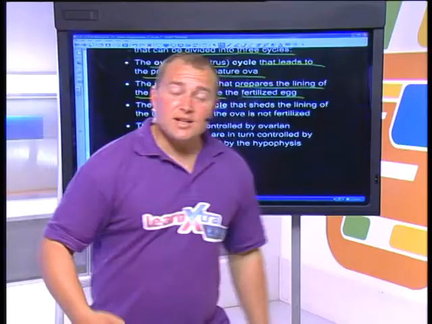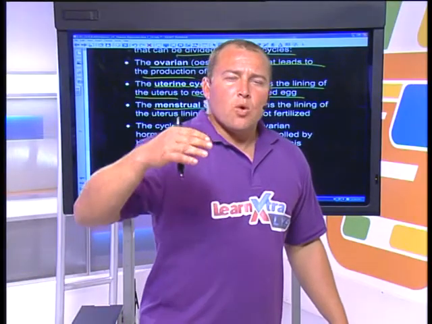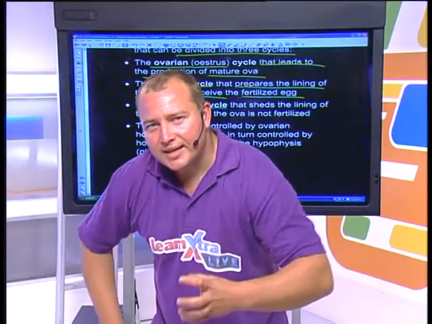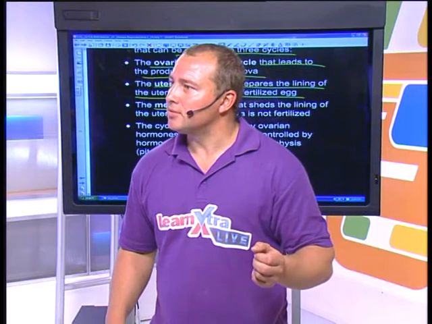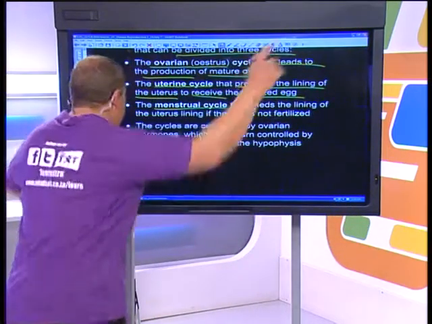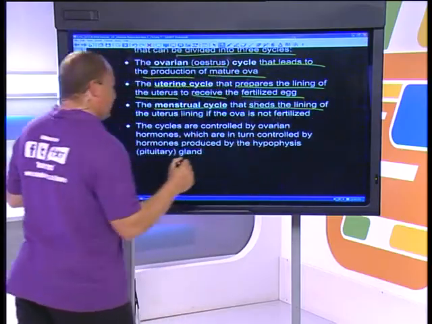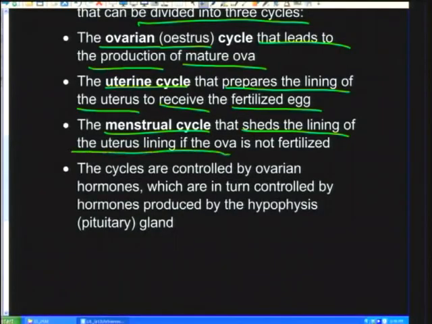And then the third cycle is the menstrual cycle. Women get embarrassed about that cycle. If you had any idea how important that cycle is, you'd never get embarrassed about it. The menstrual cycle is the shedding of the lining of the uterus to get rid of the unfertilized egg.